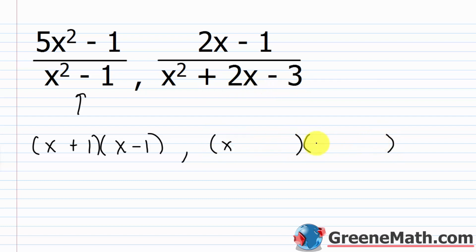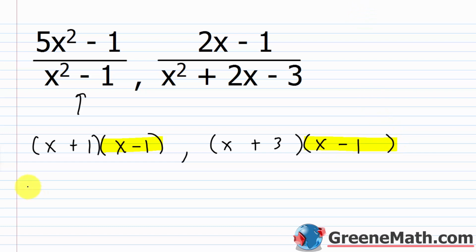We know this is x and this is x. If this guy is a negative 3, that can only come from 1 times negative 3 or negative 1 times positive 3. So it's going to have to be positive 3 and negative 1, right? Because the middle term is positive. So looking at this guy, what's common? We have an x minus 1 here and an x minus 1 here.